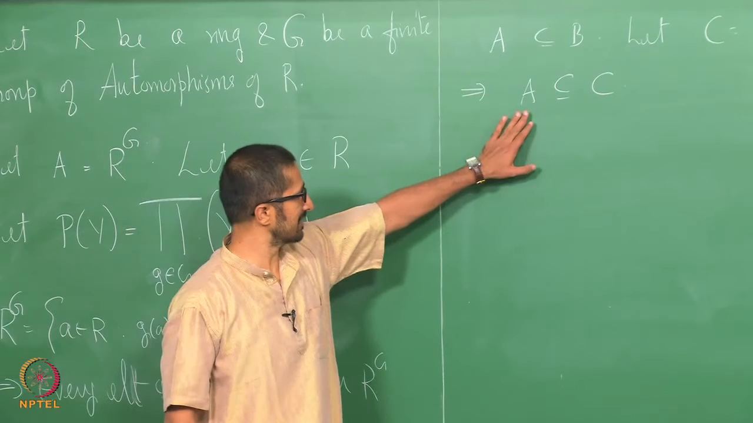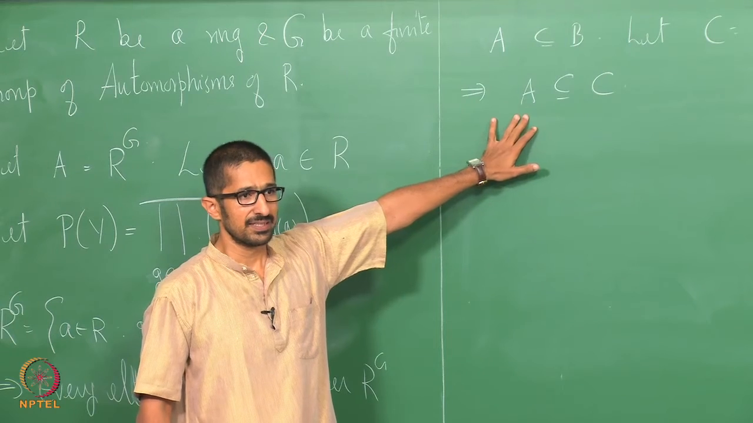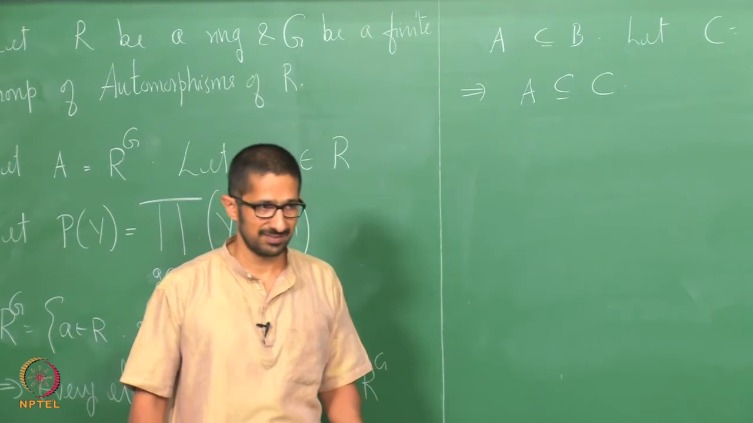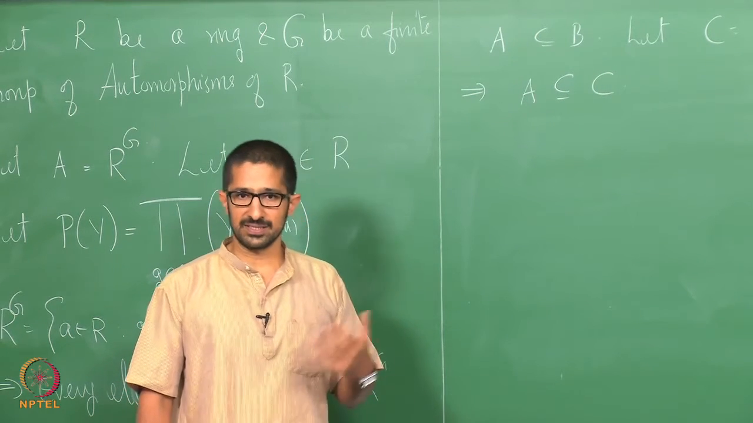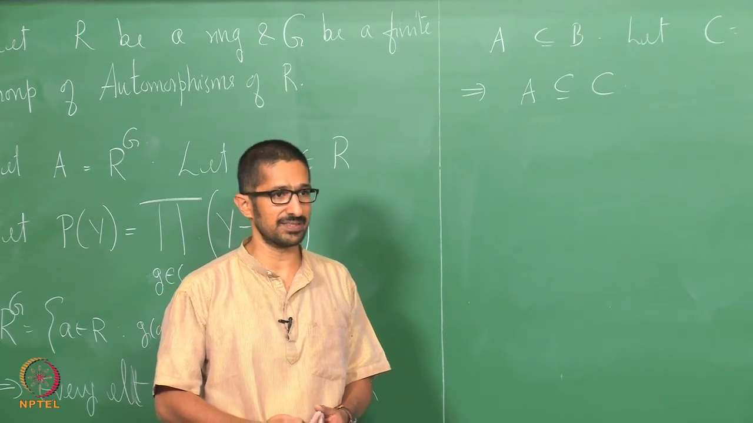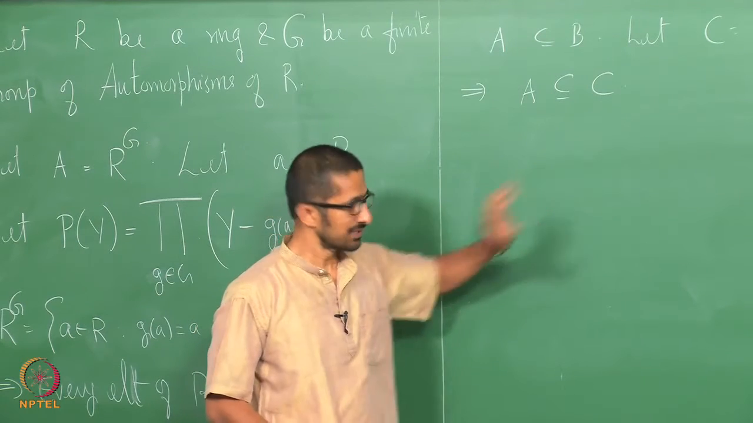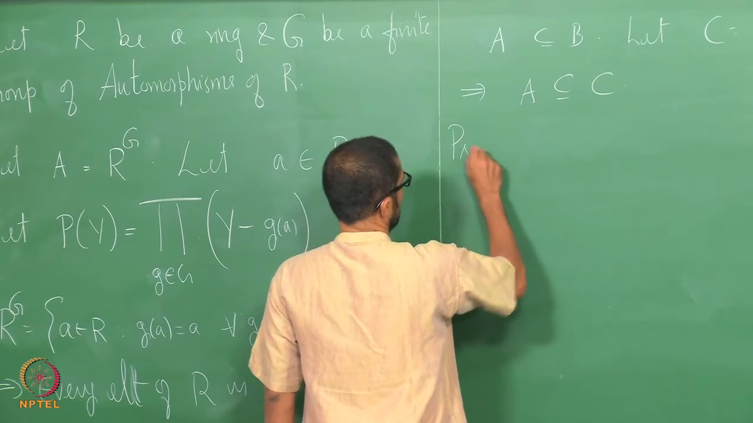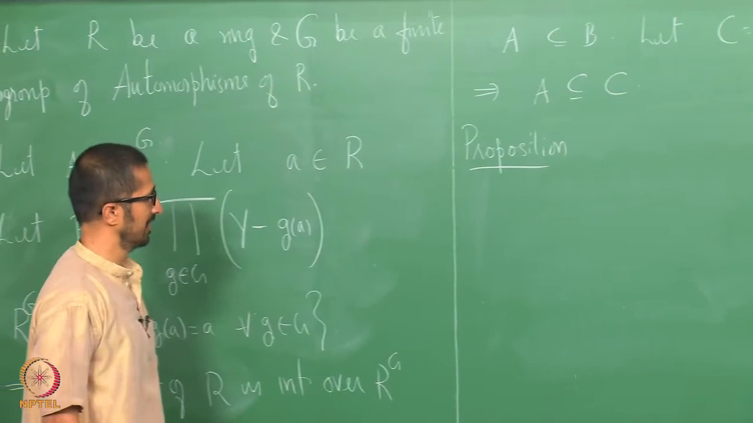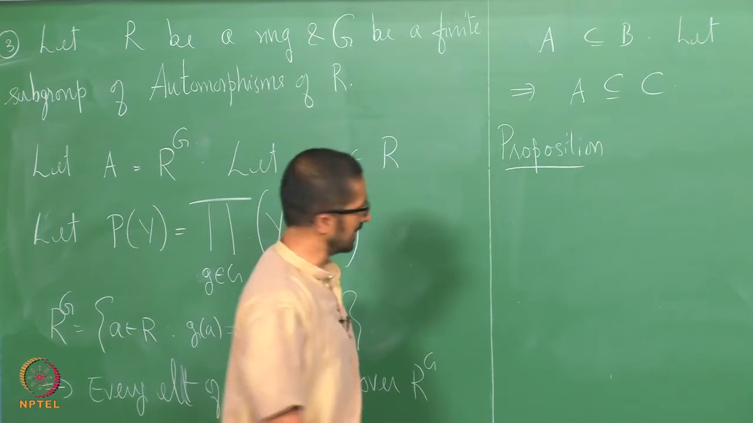So C is containing A and contained in B. Naturally, one tends to ask if C has some additional structure. Is it a submodule? Is it a subring? Is it an ideal? What is it? Does it have some nice structure compared to the structures of A and B? This is obtained by observing some equivalent conditions for the integrality.